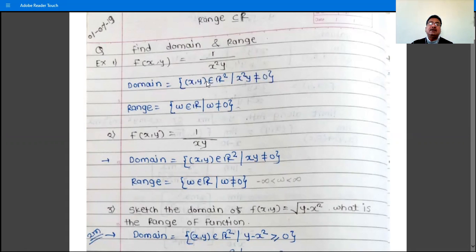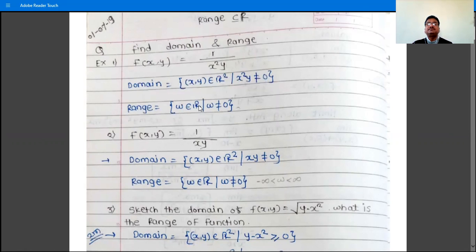And the elements whose images do not exist are not elements of the domain. So when the image does not exist, if x square into y is 0, then 1 by 0 is infinity, a meaningless quantity. Therefore what is the domain? Domain is the set (x,y) belonging to R square, such that x square into y is not equal to 0.